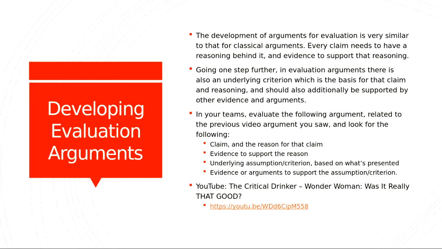For this particular questions to the professor, this is what you need to do. You need to evaluate the argument on this slide, looking for four key things. One is the claim and the reason for that claim: what is each claim that this reviewer makes? What is the evidence to support the reason? What is the underlying assumption or criterion based on what's presented? What type of criteria is he using to judge this work? And the fourth is evidence or arguments to support the assumption or criterion. So you're looking for his reasons for the claims, the evidence to support the reasons, and then the criteria and the evidence for those criteria.